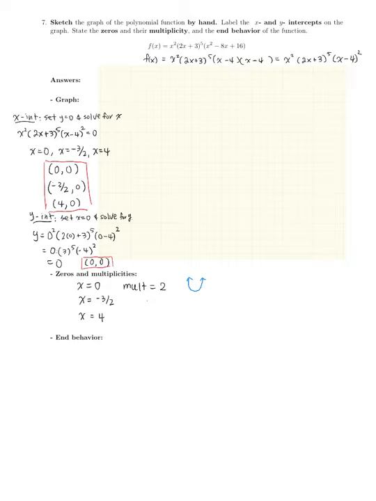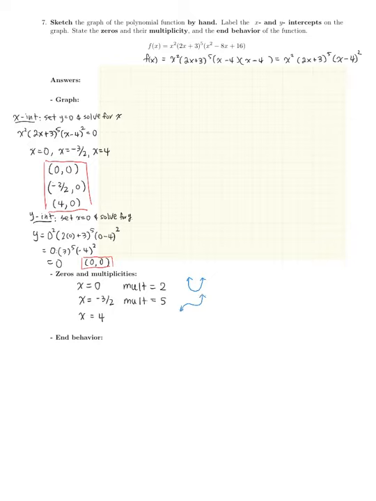So now we're looking at the factor (2x + 3) to the 5th. So in this case, we got the multiplicity to be 5. That means our function is going to behave like a 5th degree function. So it's going to look something like this.